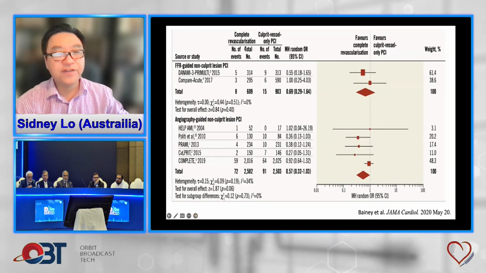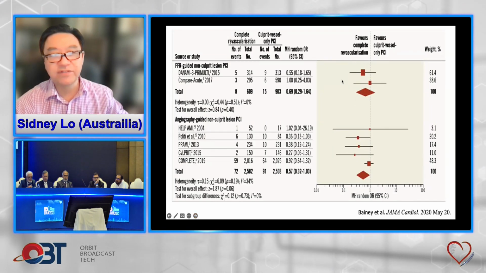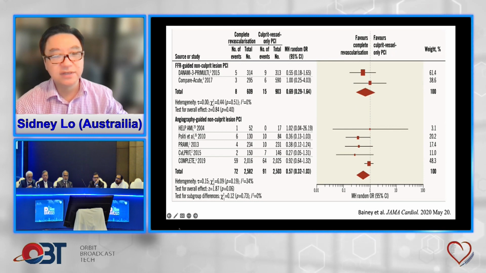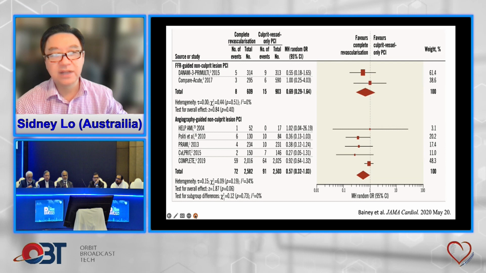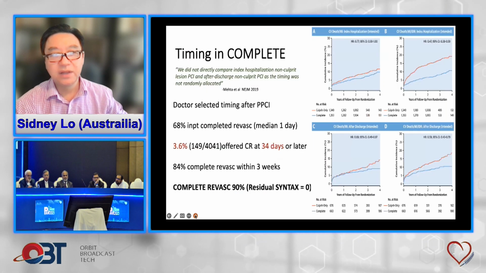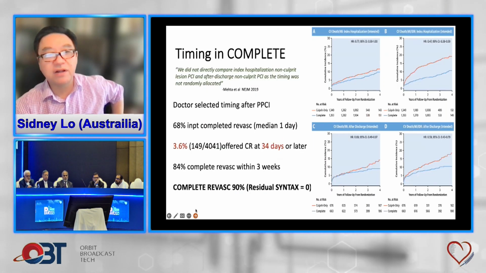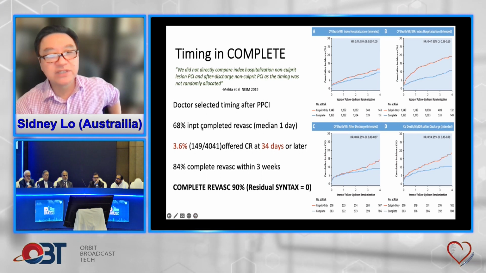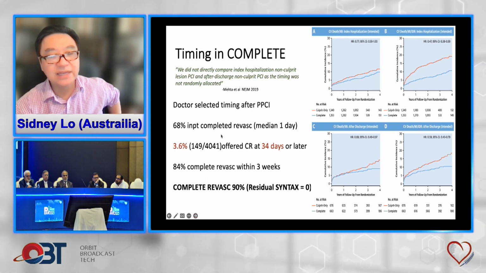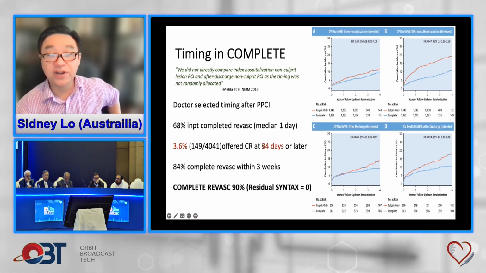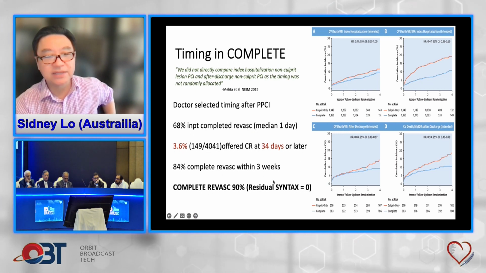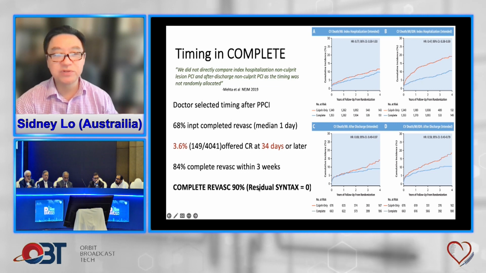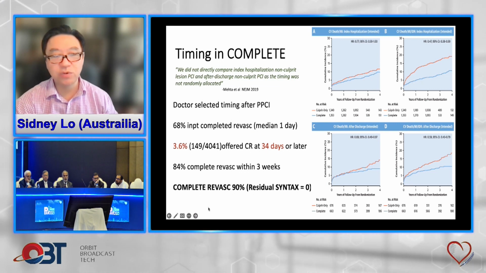Now, FFR guidance in these populations has not demonstrated a cardiovascular death reduction, but there is a reduction in ischemia-driven revascularization. What is the timing? In the COMPLETE trial, the majority of patients were done with a median of about a day. About 4% were done within the 35-day period, and 84% were completely revascularized within 3 weeks. After revascularization, which was complete, the residual SYNTAX score was actually 0.